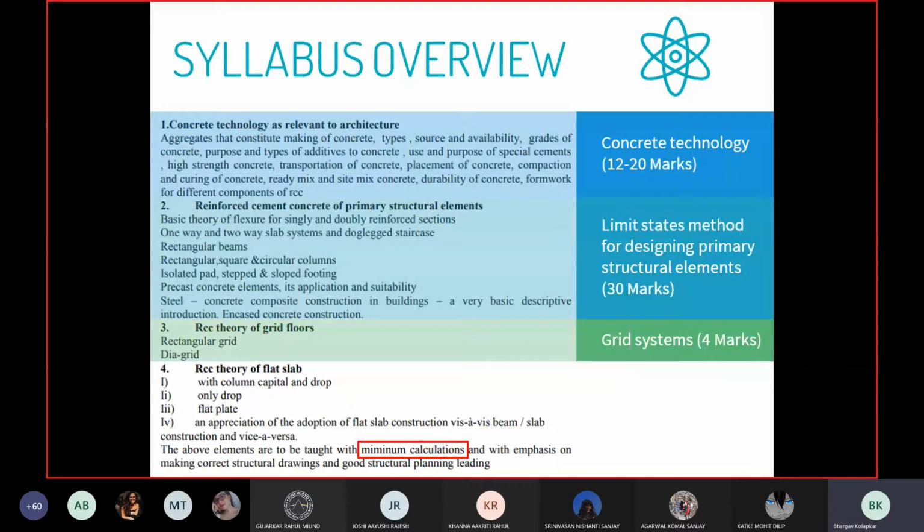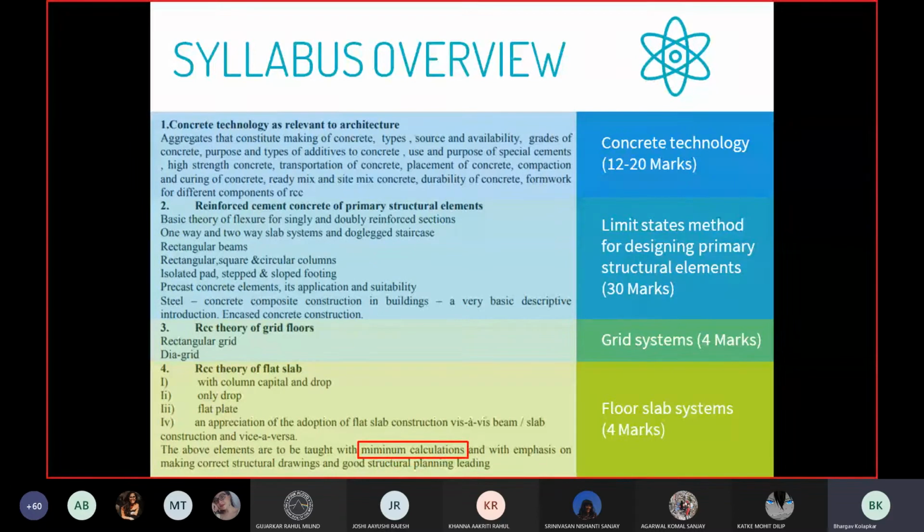Next, I believe even this is something that you might have an introduction to, that is grid floors, rectangular grids, diagrids, and then different types of slabs, which again is not something very novel. So we'll discuss different types of slabs like flat plate, flat slabs, and beam column slab, and then again the applications and limitations of each of these.